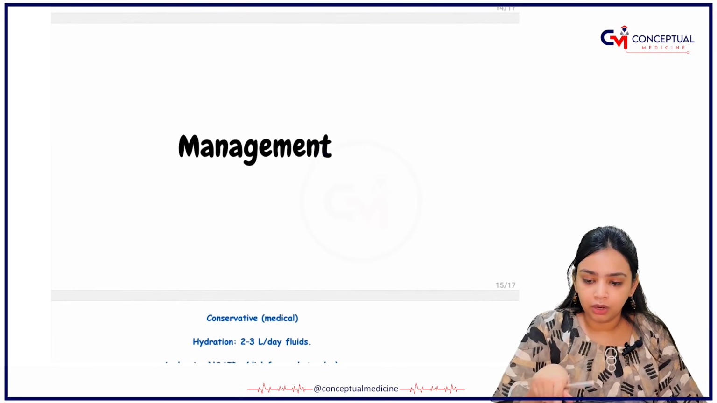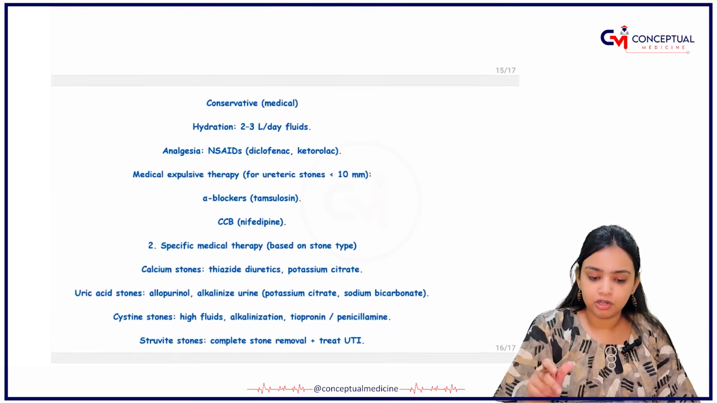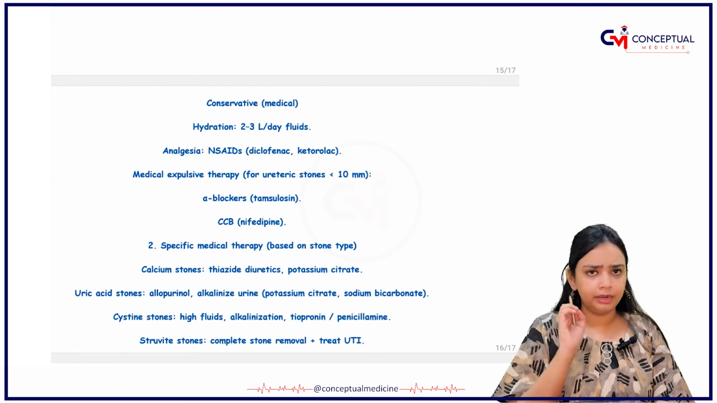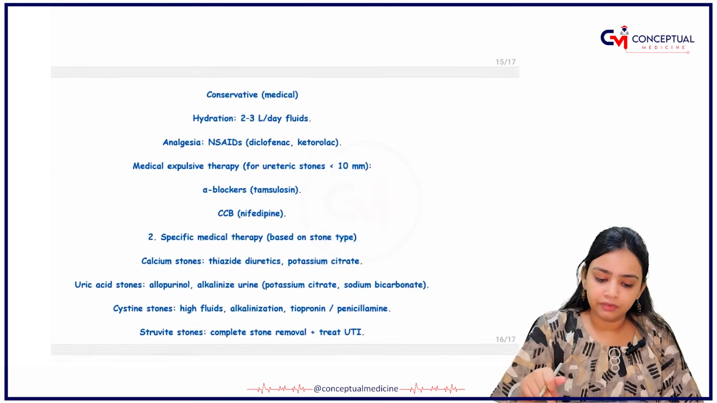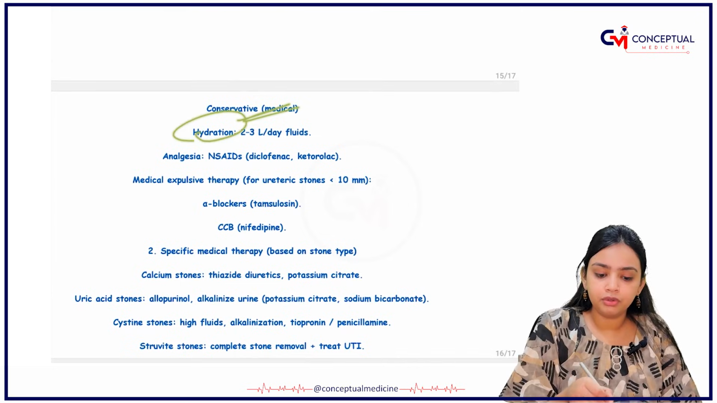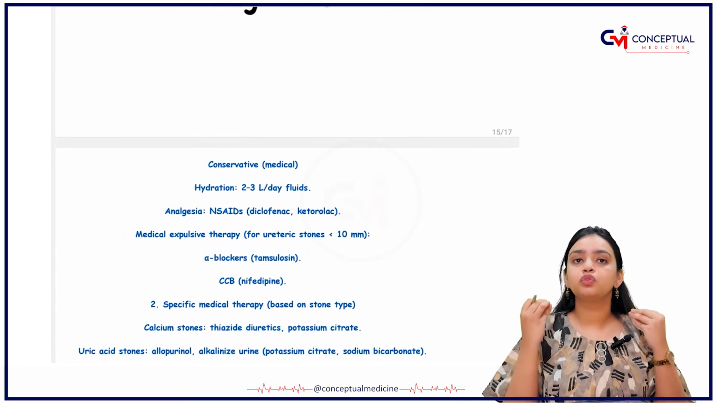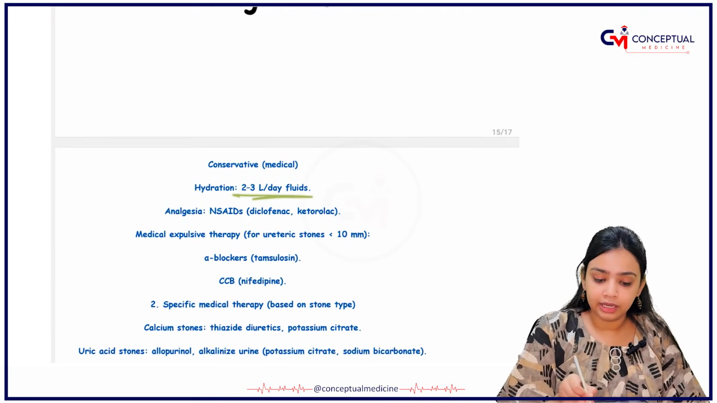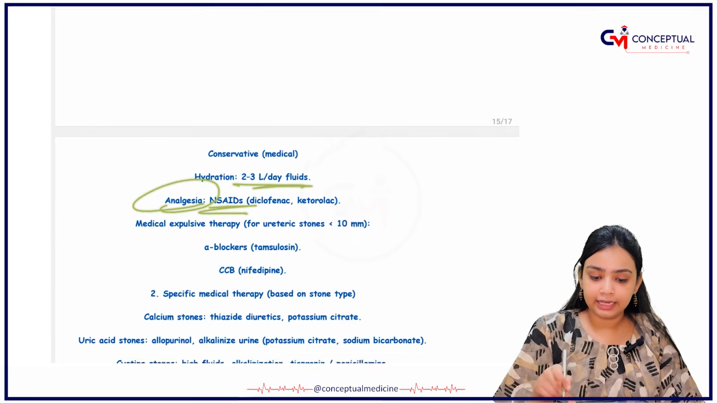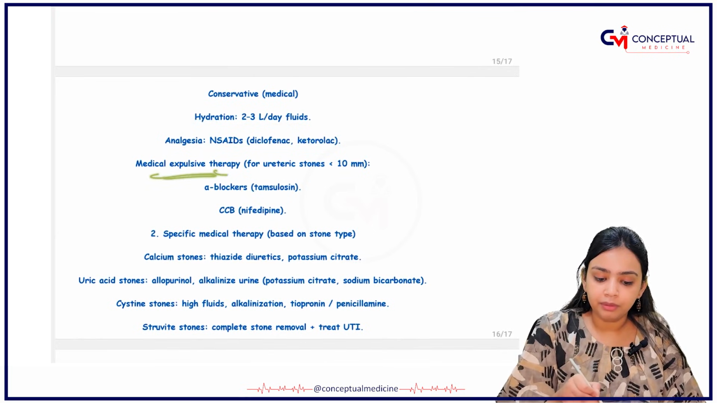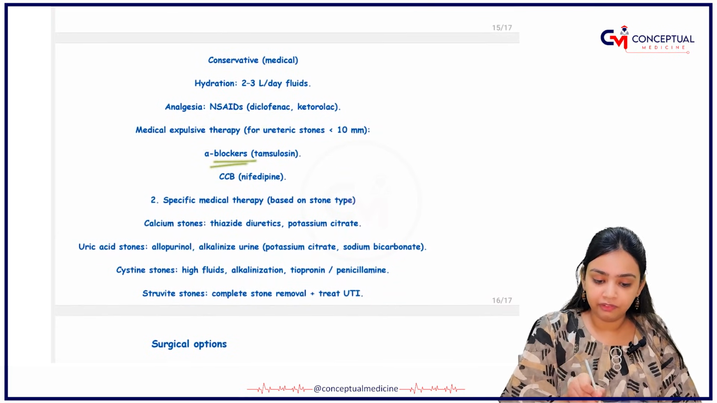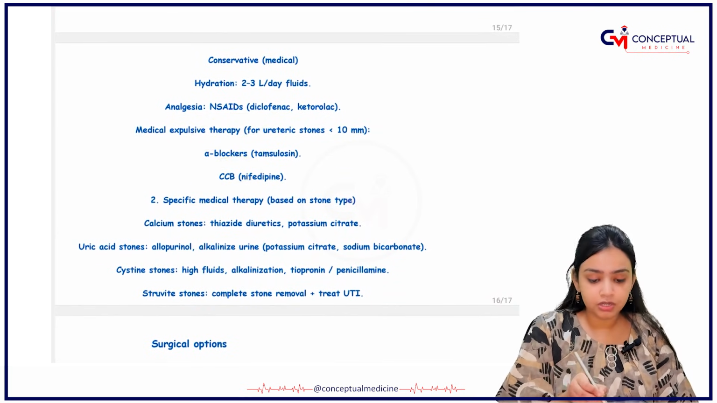Okay. Now, what is the management part? For the management, you have the conservative management and medical management. In the conservative management, you have to give hydration to the person. You have to ask the person to drink at least 2 to 3 liters of water per day. Then you have to give analgesia like the NSAIDs. Then you have to give medical expulsion therapy, alpha blockers, calcium channel blockers.